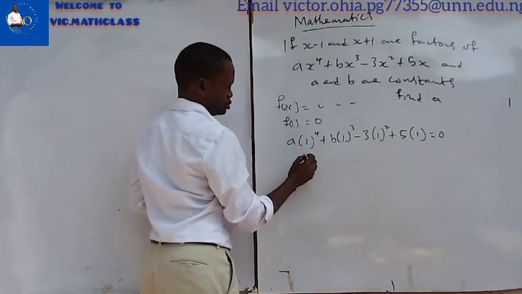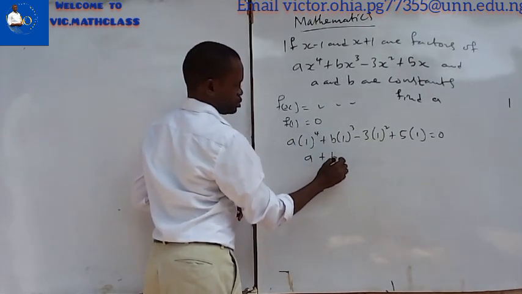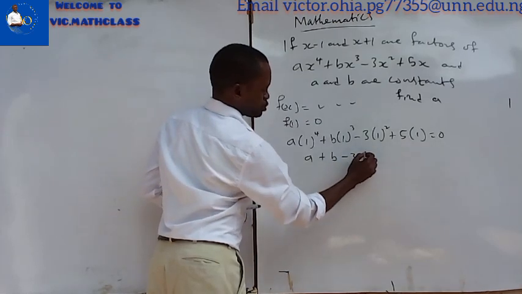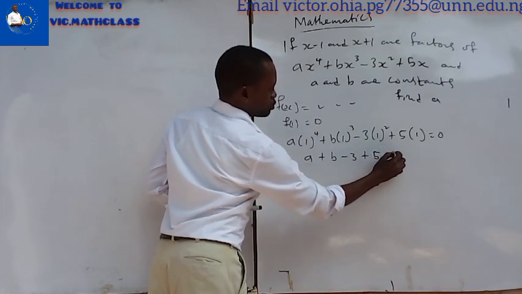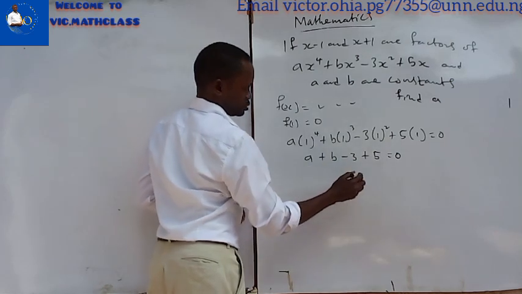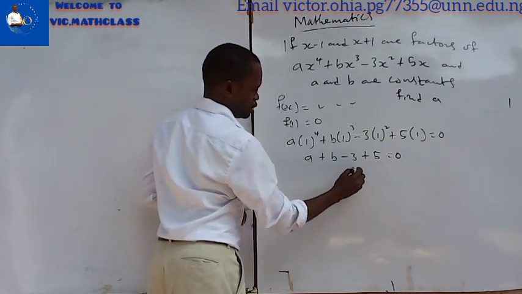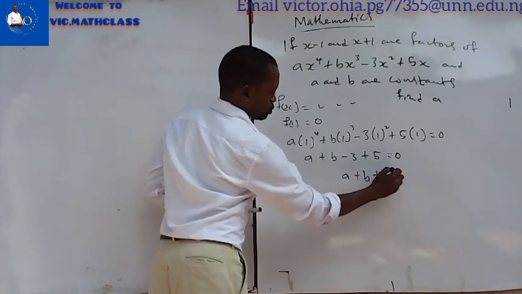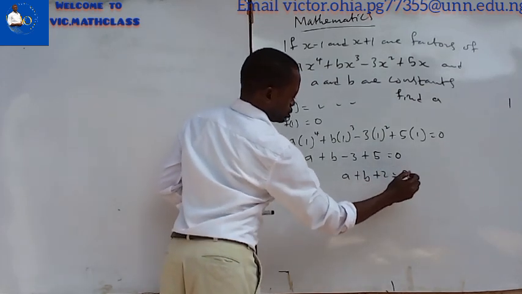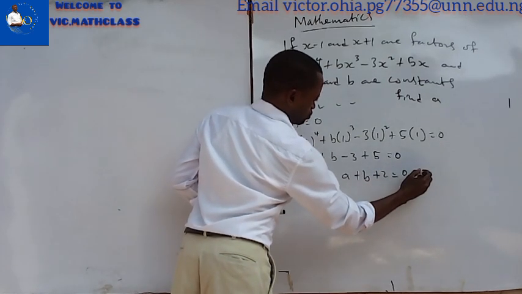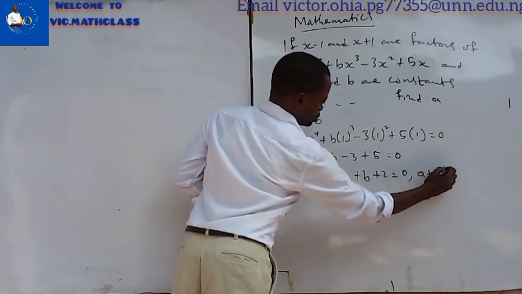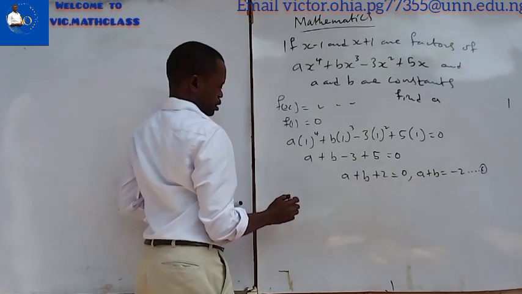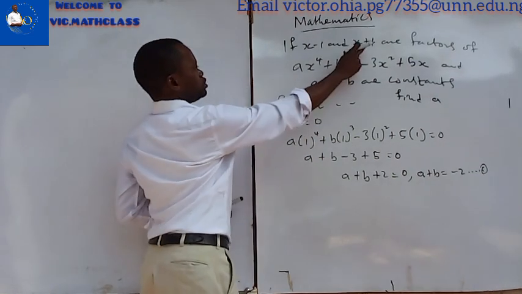What do we have here? This is a plus b, and this is minus 3, and this is plus 5 equals 0. The implication is that a plus b, this and this will give us plus 2 equals 0. And it then means that a plus b is equal to minus 2. You can call it equation 1. And I'll come back again for this.